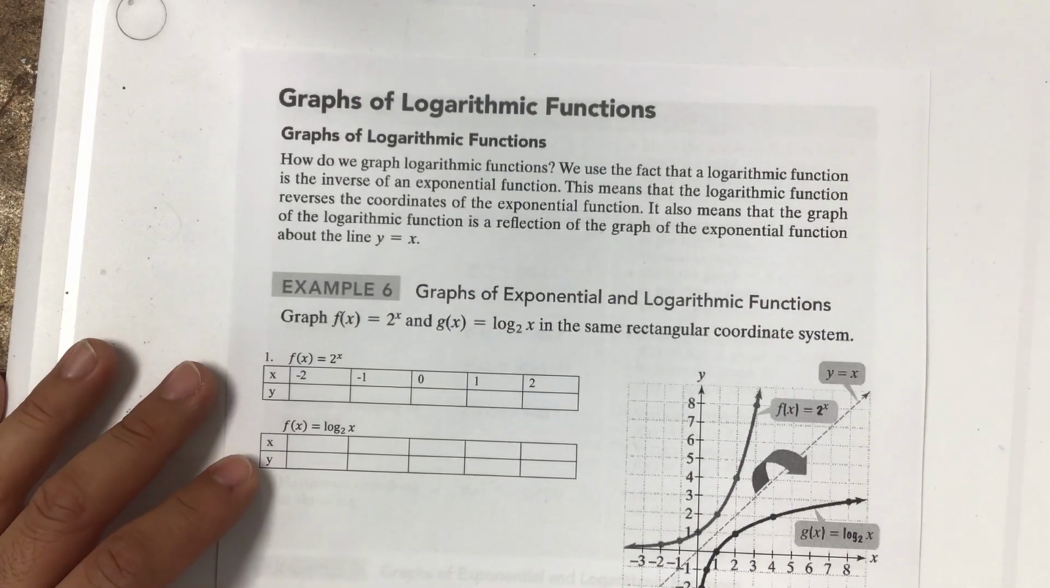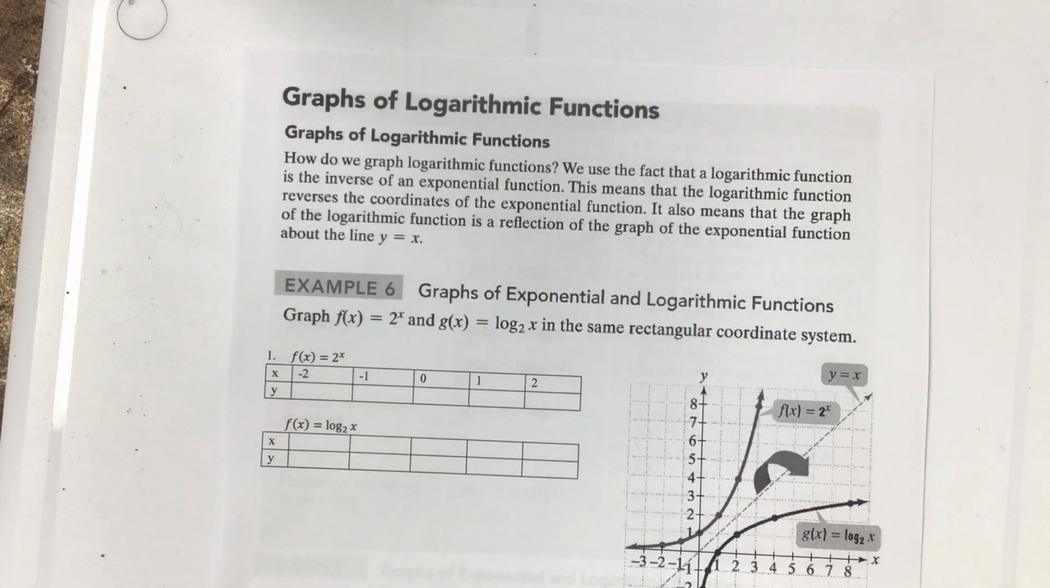Okay, so these are going to be the notes for the graphs of logarithmic functions. So I'm just going to read through this and we'll talk about how to actually do this. It says, how do we graph logarithmic functions? We use the fact that a log function is the inverse of an exponential. This means that the logarithmic function reverses the coordinates of the exponential function. So in essence, all you do is you find the exponential, you switch x and y, and you create the inverse, and that's the logarithmic table.